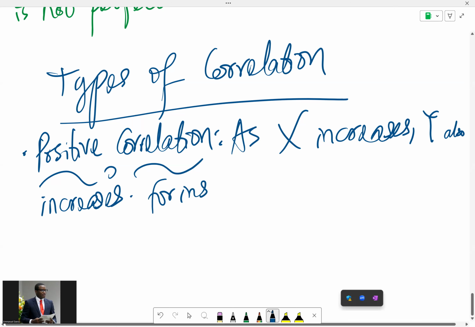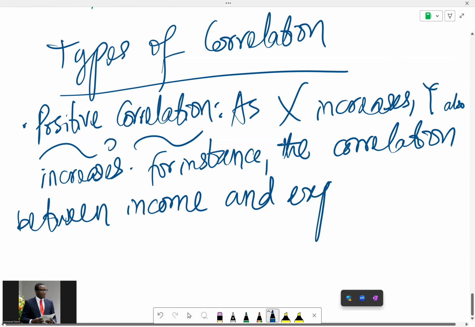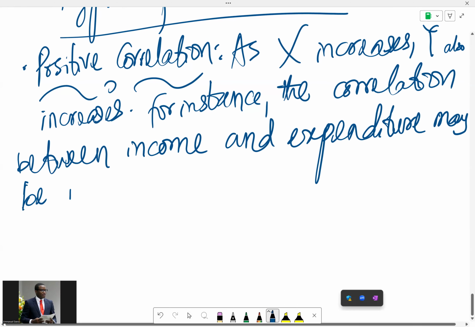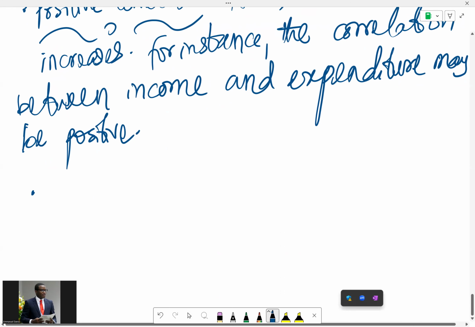For instance, the correlation between income and expenditure may be positive. That simply means that the more you earn, the more you're likely to spend also. So that's positive correlation. Strictly, both are increasing together. So no decrease together in this case, as opposed to what we see in the case of covariance.